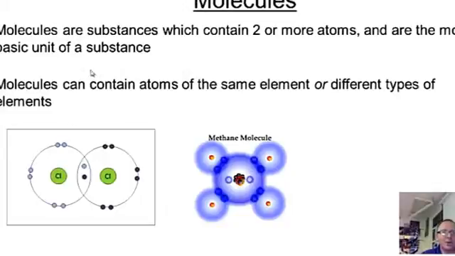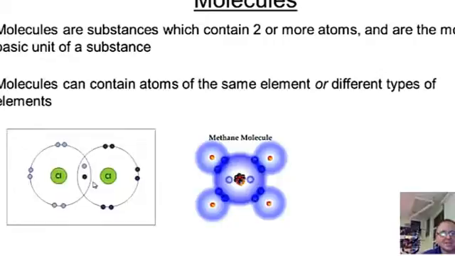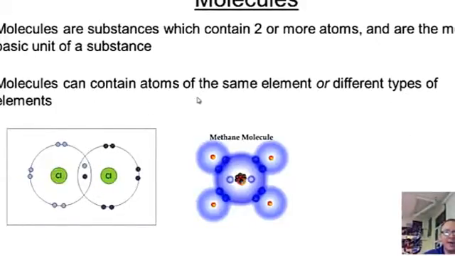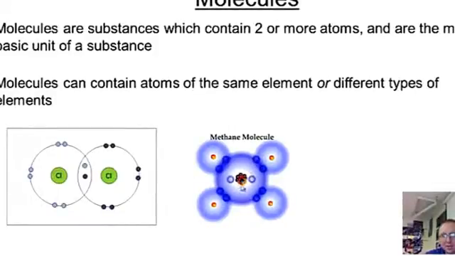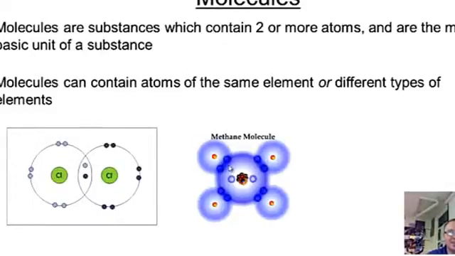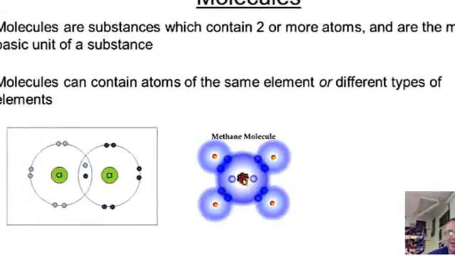Now, molecules can contain atoms of the same element, like we have here. This is chlorine gas, Cl2. This is a molecule because the only way we have chlorine gas is if there are 2 chlorine atoms stuck together. So in this case, it's the same element. Or we can have molecules which have different elements. In this case, we're looking at methane. The central atom is a carbon, and these outer atoms are hydrogens. These are both examples of molecules because they are the simplest units of these substances. This is the simplest unit of chlorine gas, and this is the simplest unit of methane gas.